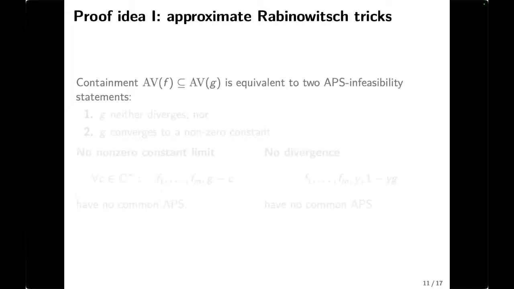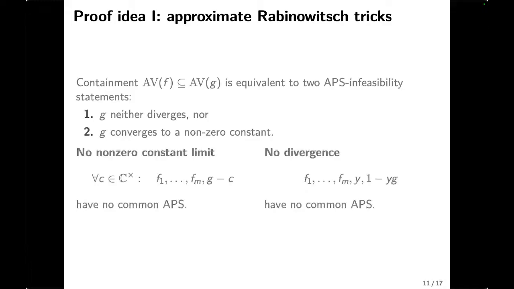So essentially what the Rabinowitsch trick in this setting would need is the following two things: that when the f_i's are vanishing, then g should not diverge, because we want g to vanish, and also that it should not converge to any non-zero constant, right? And we show that you can actually capture these two things by the following two criteria.